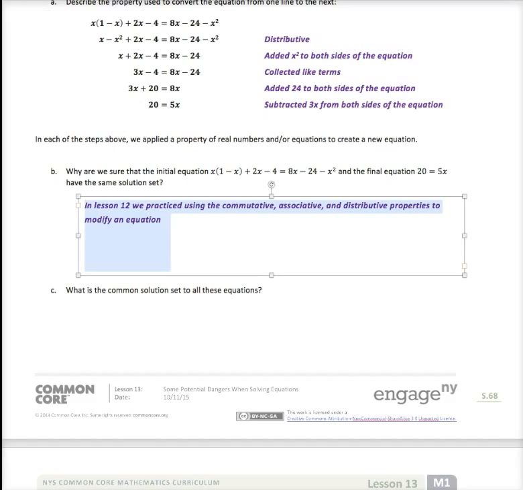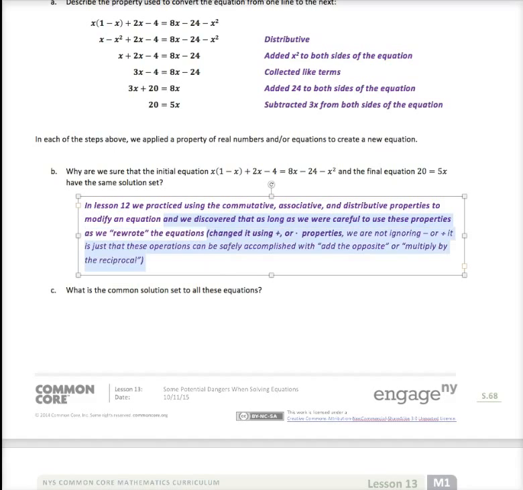In Lesson 12, we practiced using commutative, associative, and distributive properties to modify an equation. And we discovered that as long as we were careful to use these properties as we rewrote the equations, changing them using add or subtract or multiply properties, we were not ignoring subtraction or division. It is just that these operations can be safely accomplished with adding the opposite or multiplying by the reciprocal.